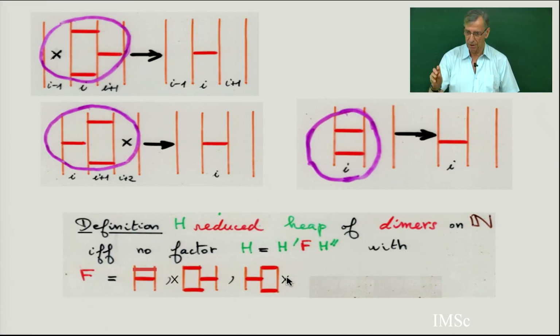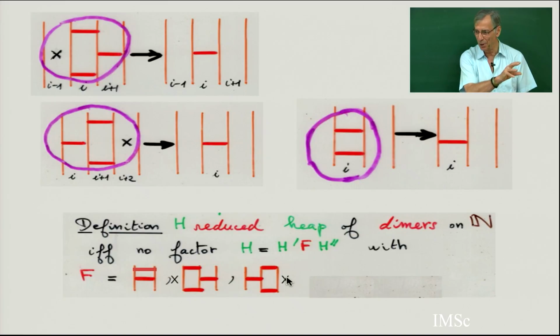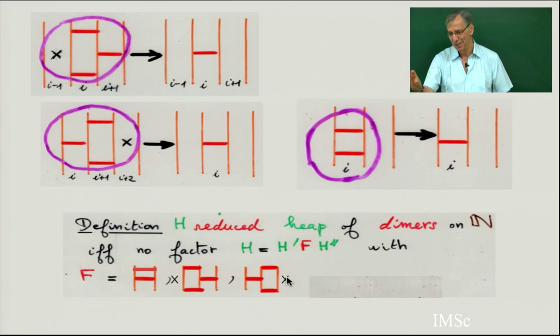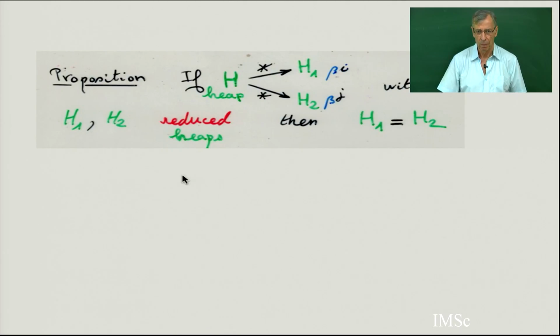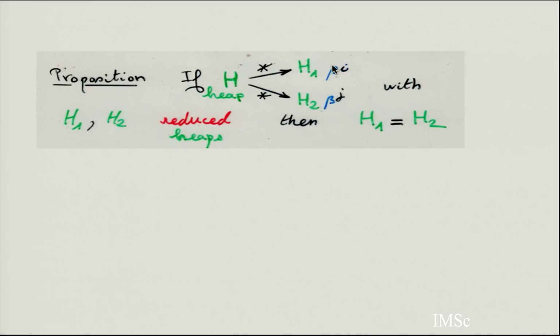So a heap is reduced. This is equivalent to when you reduce a word, the underlying heap is going to be reduced. So at the same time, I am working with all the words of an equivalence class. So, proposition, the same as in terms of words: if you have two different rewritings of a heap, giving two different heaps with two different beta power I, then I equals J, and the two reduced heaps, H1, H2, are equal.